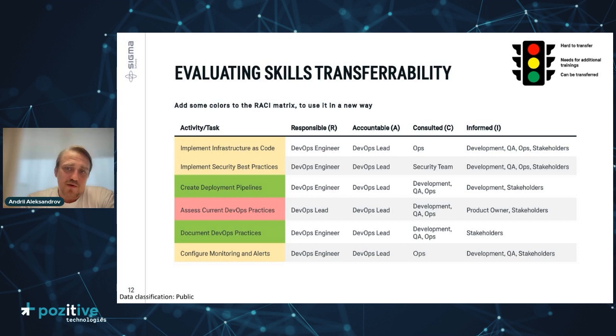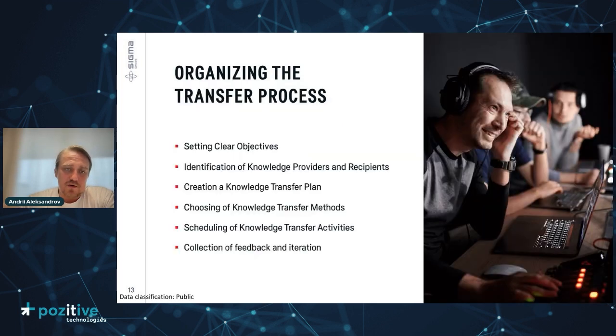And also we have activities which can be transferred easily, like creation of deployment pipelines. Developers are already aware of pipelines. They already know what they should look like. Why not give them the possibility to create those pipelines by themselves? So we could focus on harder topics, which require a more specific skill set. So that's one of the ways we can assess our RACI matrix in terms of skills and knowledge transferability.